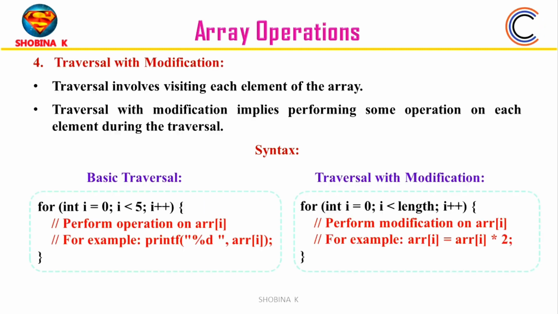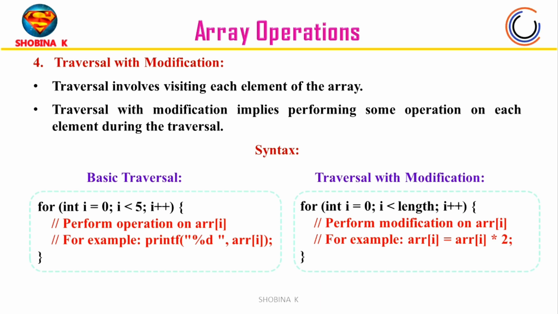And the next operation is traversal with modification. Traversal involves visiting each element of the array. Traversal with modification implies performing some operation on each element during the traversal. This is the syntax for traversal. Traversal is the simplest form. Here we visit each element of the array. The purpose is often to inspect or operate on each element without modifying them necessarily. The syntax for basic traversal is given here.